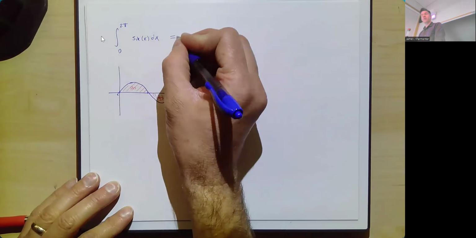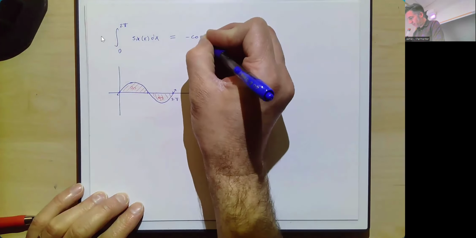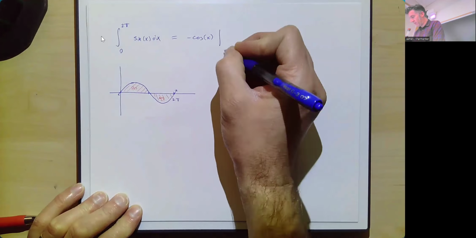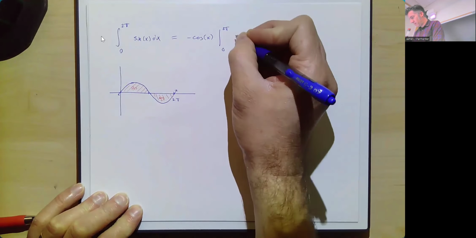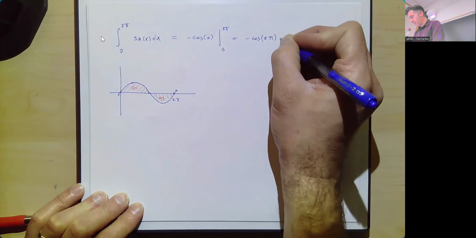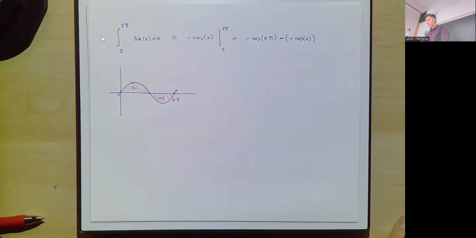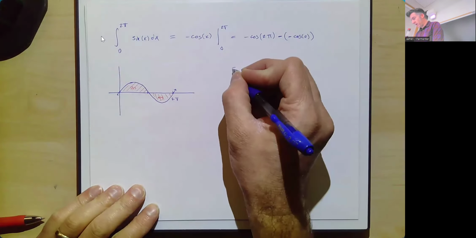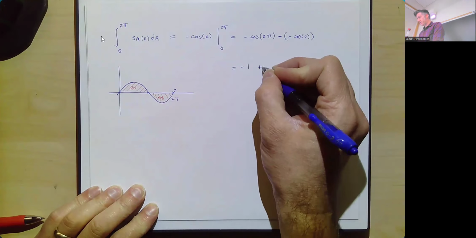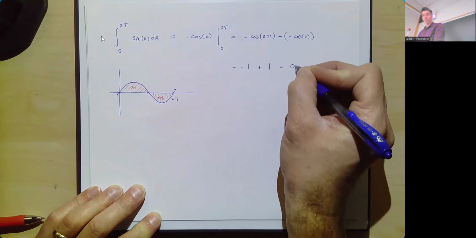If we anti-differentiate sine, we're going to get negative cosine. Evaluated from 0 to 2 pi, you're going to get negative cosine of 2 pi minus negative cosine of 0. What is cosine of 2 pi? It's 1. So you're going to get negative 1 plus cosine of 0, which is also 1, and negative 1 plus 1 is 0.